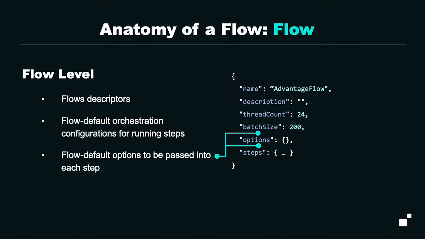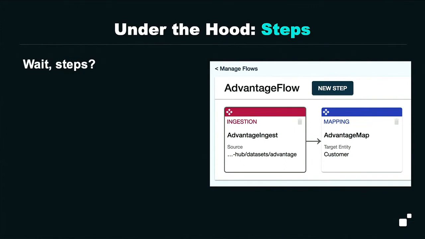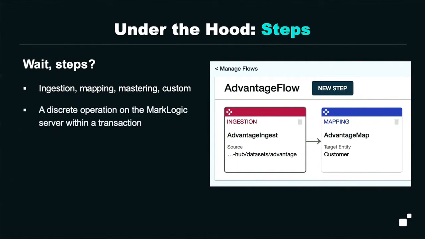So I just mentioned steps. So wait, now what are steps? I just went from flow and now I'm talking about steps. You saw steps represented like this, right? They're represented by what they do: the ingestion, the mapping, the mastering, and then your own custom. But a step is a discrete operation that takes place transactionally on the MarkLogic cluster. The point of a step is that MarkLogic will perform some action in a transaction for you, and several of these will constitute the flow. So when you run a flow, you're actually running a series of steps.